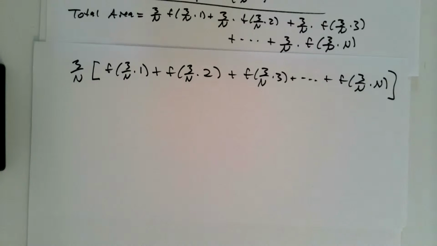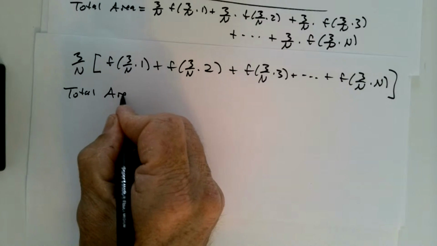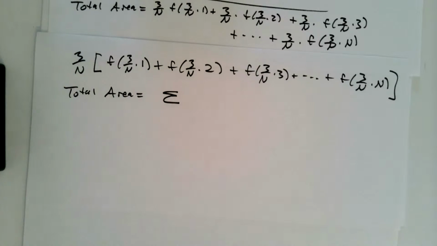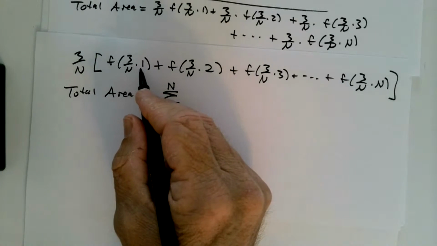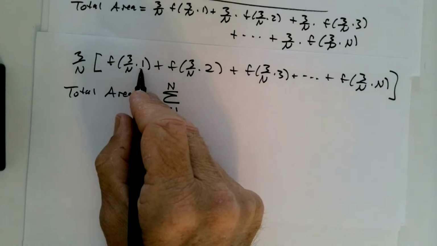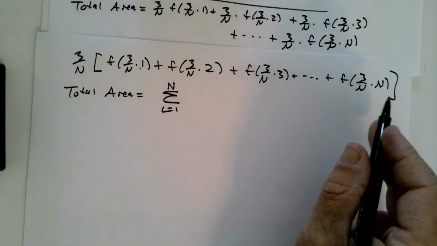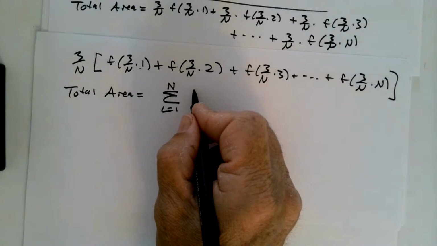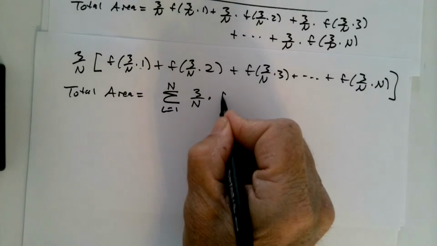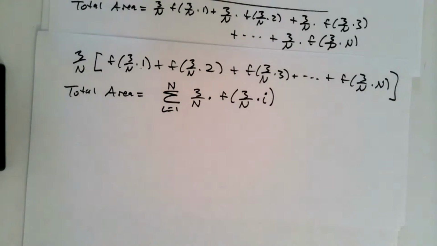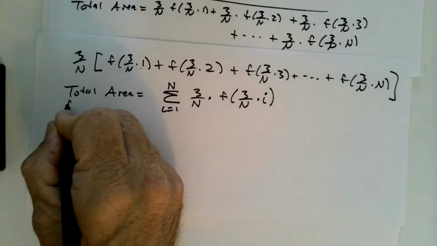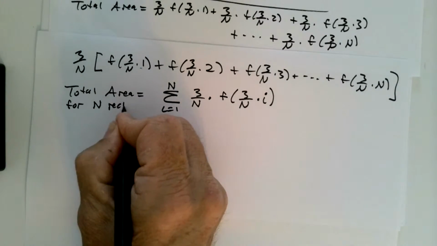So what's changing here? This equals the sum as i goes from 1 to n, where I have this changing 1, 2, 3, dot, dot, dot, to n, make that an i. So I get 3 over n times f of 3 over n times i. And that's my total area. That's the total area for n rectangles.